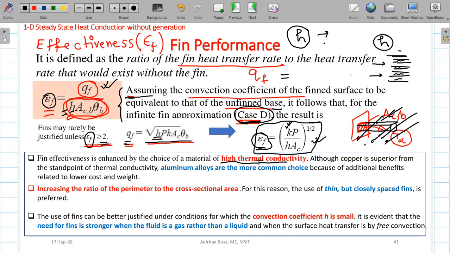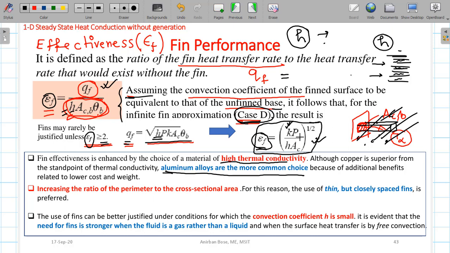Copper is not the actual selection for the fins in most of the cases. It is the aluminium alloys which are commonly chosen material because of the high thermal conductivity as well as not so heavy. Okay, so this is the practical view regarding the selection of material of the fins.